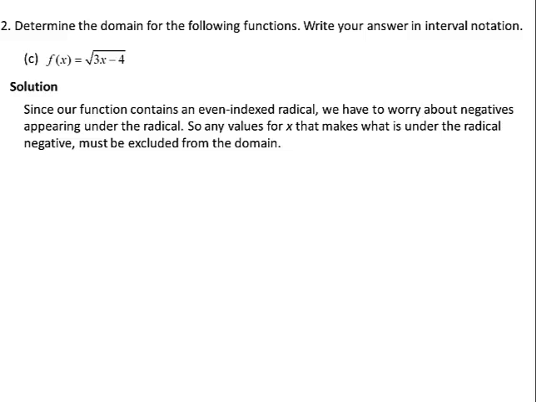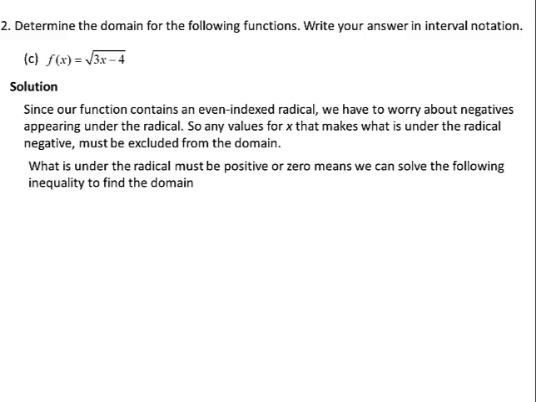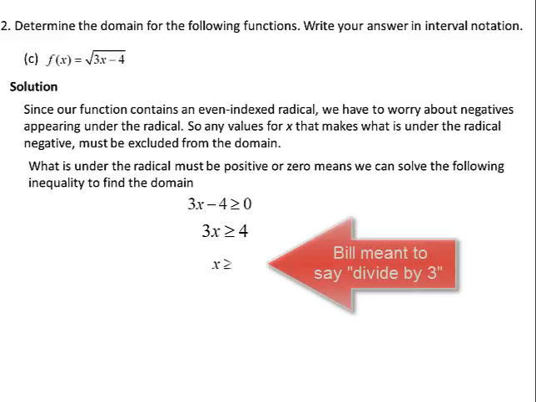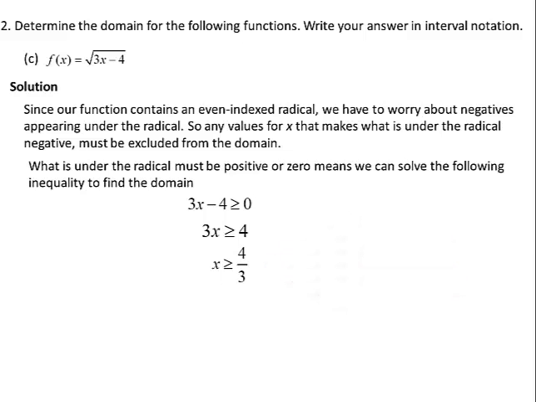So just remember this. What's under the radical cannot be negative. It could be positive or it could be 0. So what is under the radical must be positive or 0. That means we can set up the following inequality to find our domain. 3x minus 4 greater than or equal to 0. That's a pretty straightforward inequality to solve. You add 4 to both sides. It gives you 3x greater than or equal to 4. Divide by 3. And there's your domain. x is greater than or equal to 4/3.